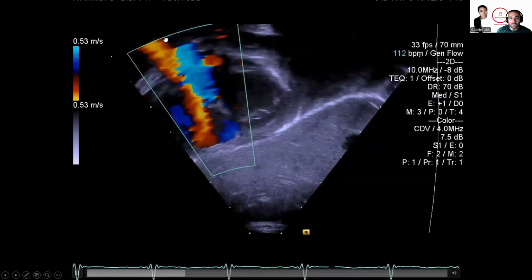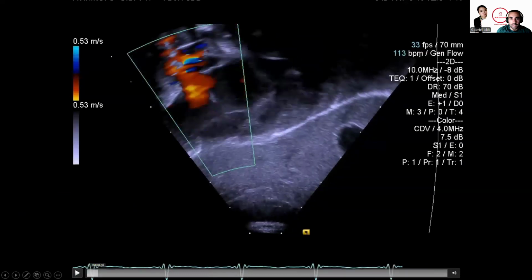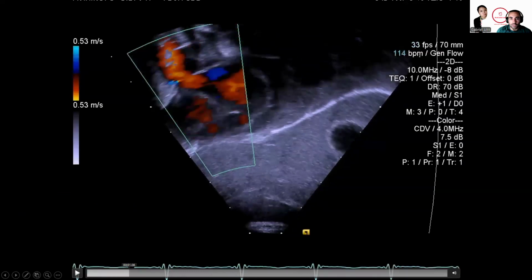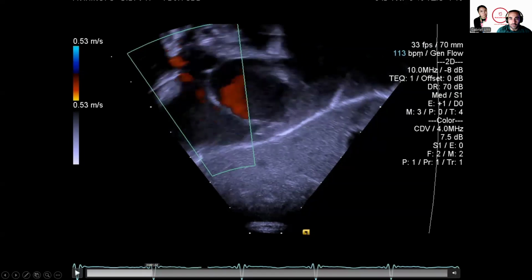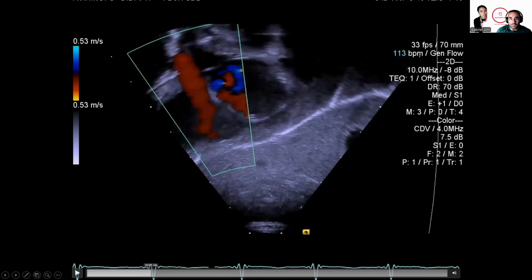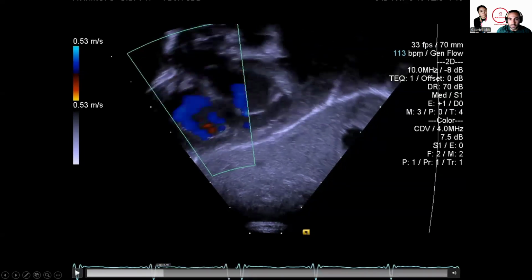Here I put colors. So I see in red initially the SVC flow. So not here, here. This is the SVC flow, so going towards the probe. So SVC, the head, filling the right atrium. And eventually I even see a bit of that shunt that is red. So it's going towards the probe, from the left atrium towards the right atrium. So it's a left to right shunt.